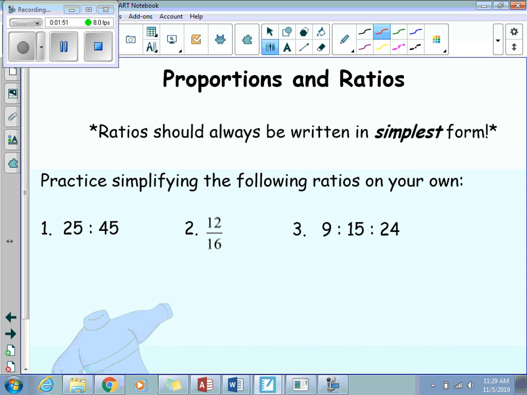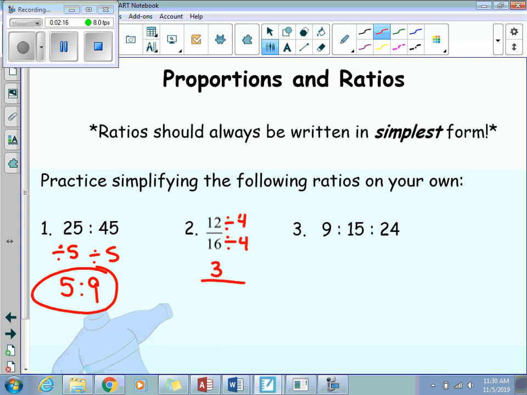So both of these we can divide by 5. So 25 divided by 5 gives us 5. 45 divided by 5 gives us 9. So 5 to 9 would be that in simplest form. 12 over 16, those can both be divided by 4. So if we divide 12 by 4, we get 3, and 16 by 4, we get 4, so 3/4.